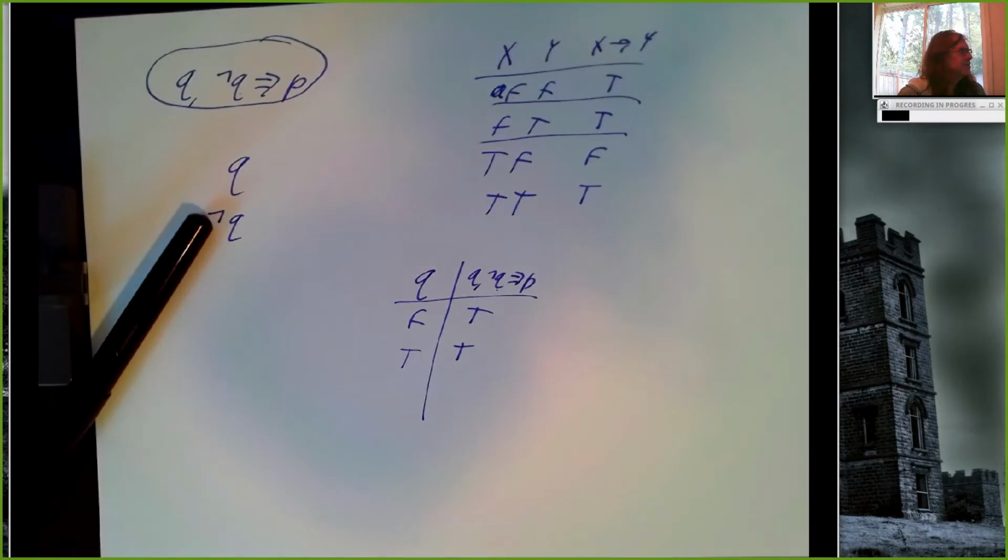All right, other questions? All right, so let's just dig into more proofs.